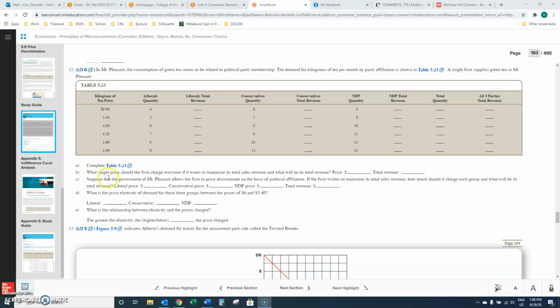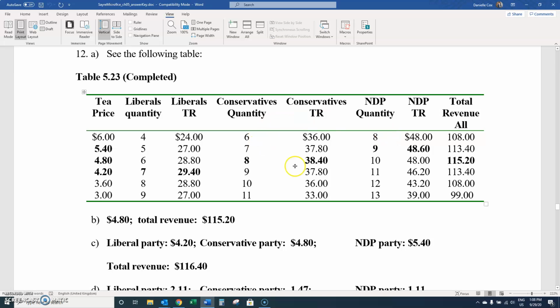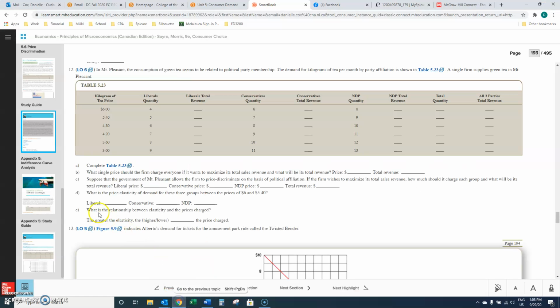So, what single price should the firm charge everyone if it wants to maximize its total sales revenue? And what will be its total revenue? So, over here everything is filled in. If it wants to charge one price to everybody to maximize its total revenue, we'll look over here. And again, this is just the Liberals' revenue, Conservative revenue, and NDP revenue added together. To maximize total revenue, you look for the highest one, which is the 115.20, and that corresponds to a price of $4.80. So that's what it should charge if it wants to maximize total revenue.